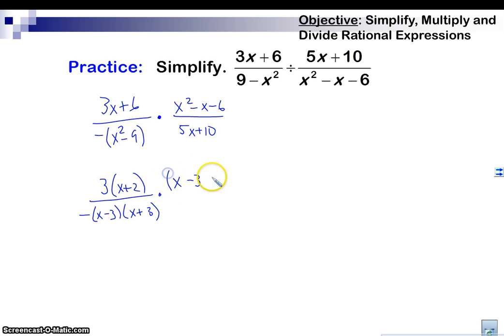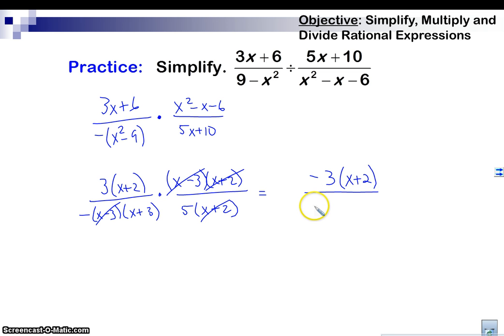x minus 3, x plus 2 over 5 times x plus 2. And I've got this one and this one, this one and this one. And that's about it. So I'm going to put the negative on top. Negative 3 times x plus 2 over 5 times x plus 3. And again, if your teacher wants you to distribute that out, go and distribute that out.